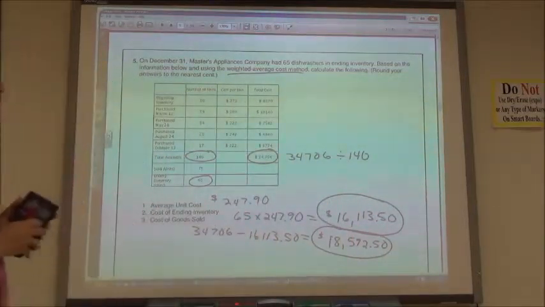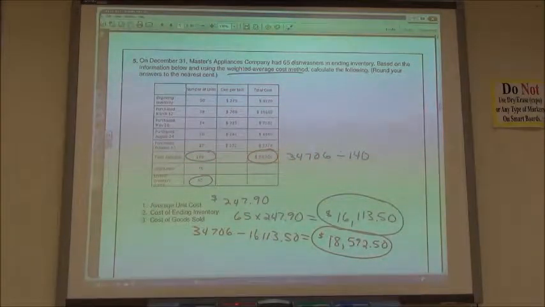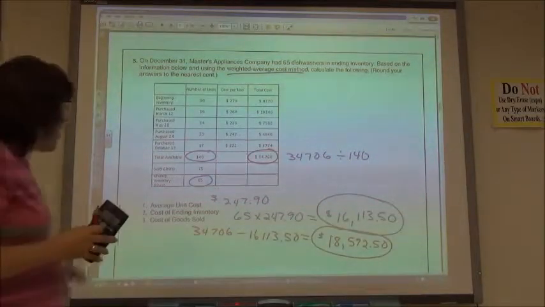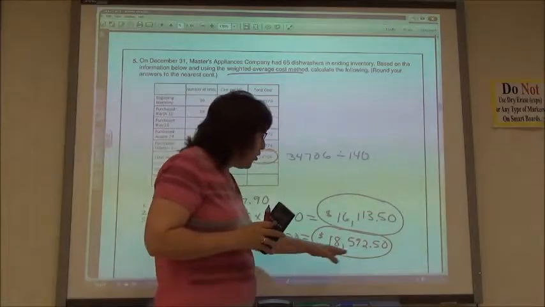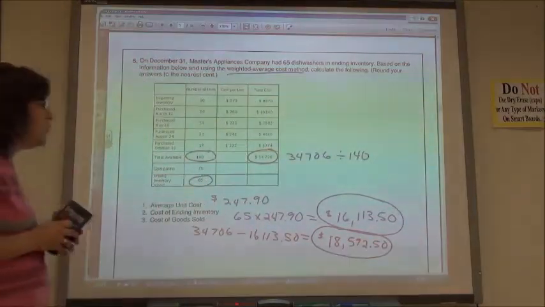So my value of my inventory was $16,113.50. The cost of the other items that I bought and already sold, $18,592.50.